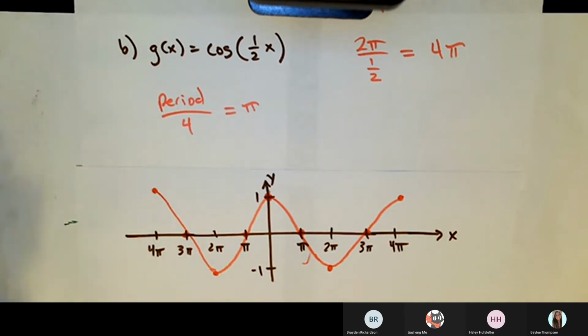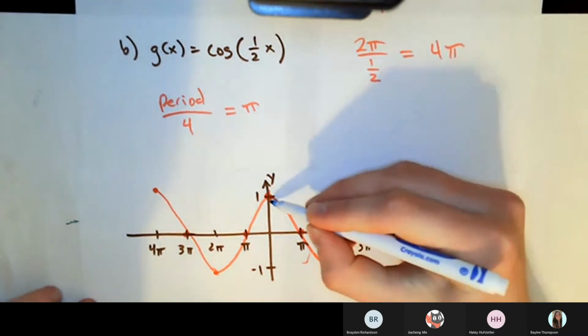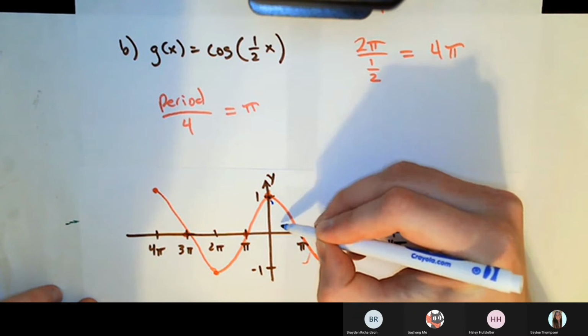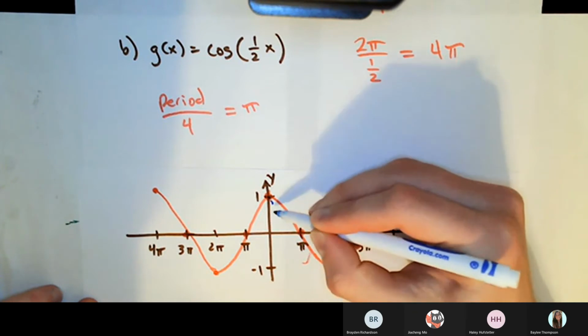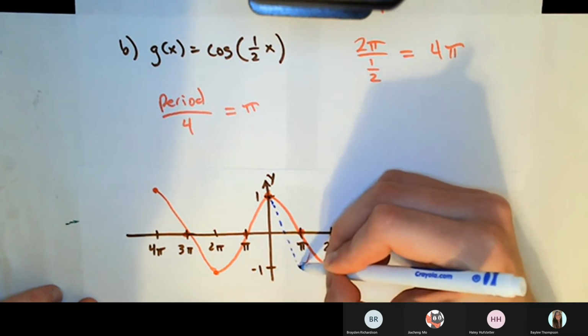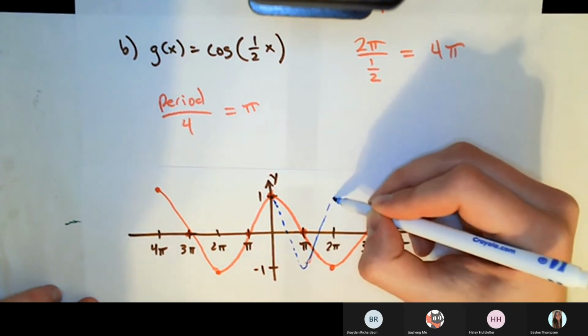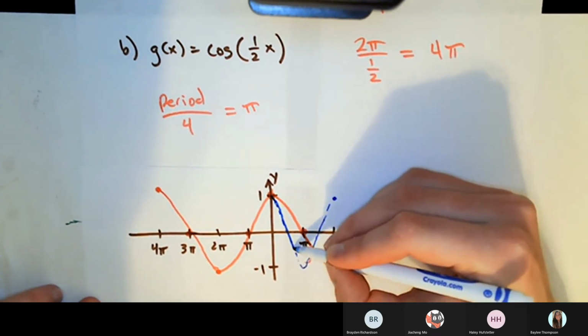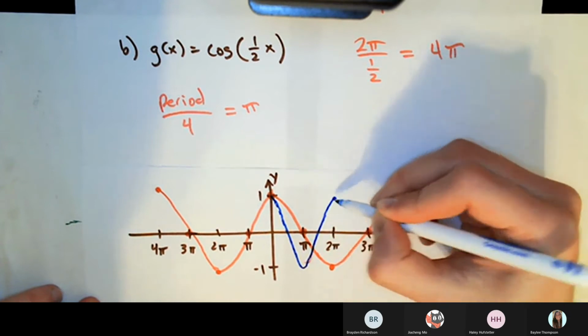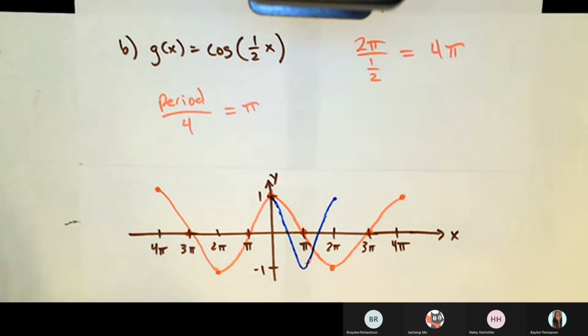Okay, there it is. It's been stretched. Because remember, a normal cosine graph would go from up here, it would go like this, and there, and then go up through here, like that. That's one period of a normal cosine graph. But ours has been stretched.